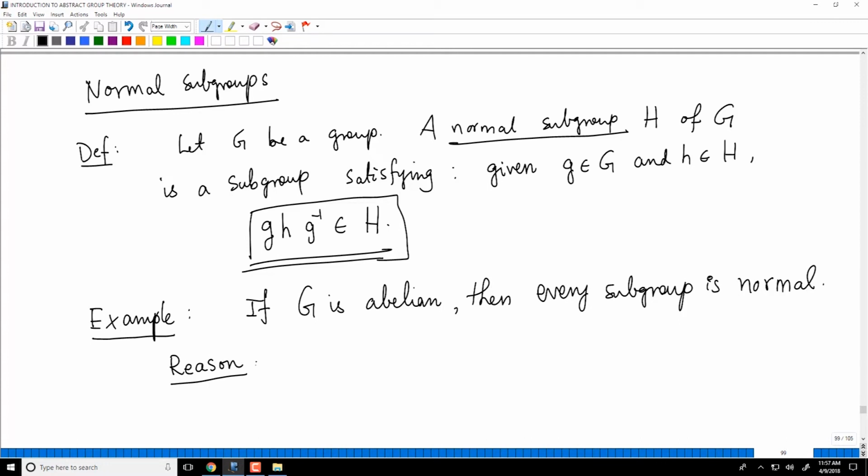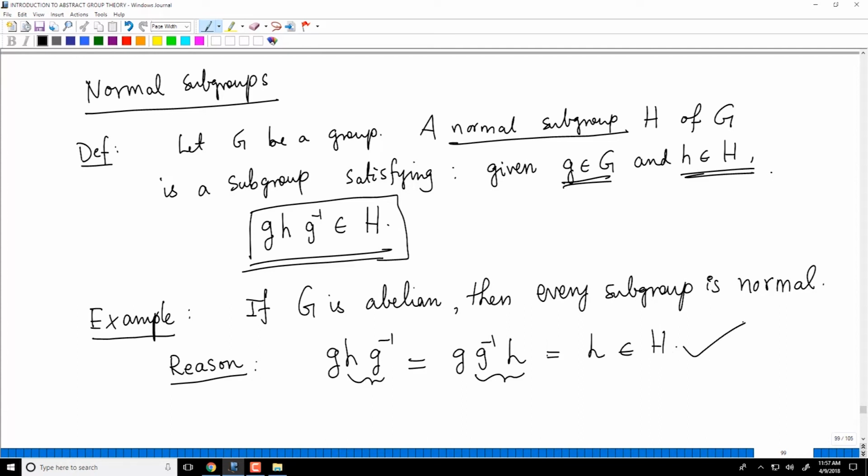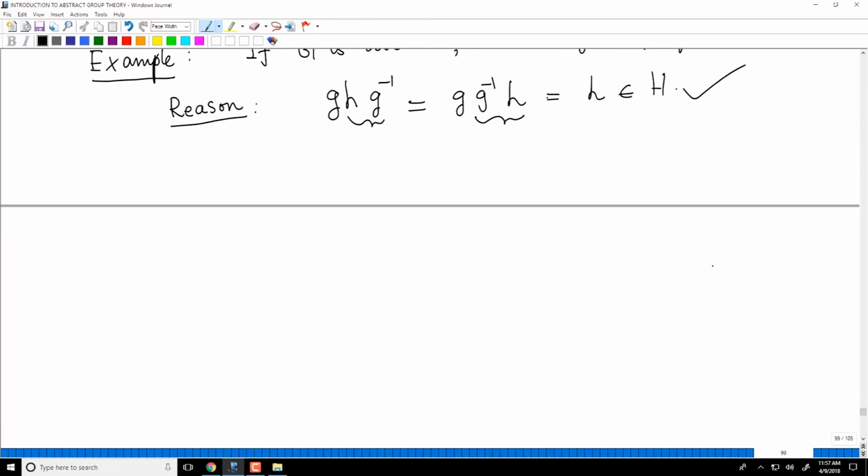The second condition is automatically true in an abelian group, because we can multiply in any order. g h g inverse is the same as g g inverse h, so I can interchange. Now g g inverse h is nothing but h. Remember that I have to start with h in H, g in G. So because h is in H, g h g inverse is in H. So there is no problem in an abelian group. Normal subgroups really are interesting when you do not have an abelian group. If you have an abelian group, every subgroup is normal, so it's not an interesting new concept.